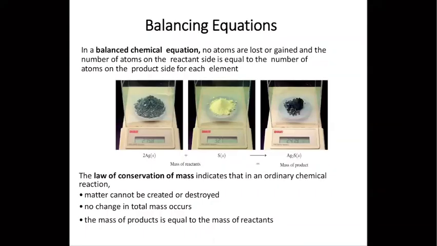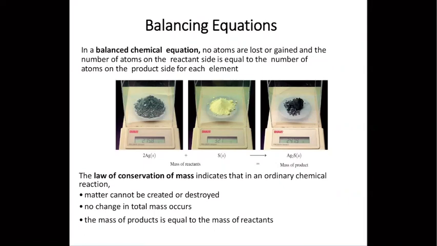Welcome back from break. Now we are going to move on to the next topic in chapter 7, which is balancing equations. In a balanced chemical equation, understand that no atoms are lost or gained, and the number of atoms on the reactant and the product side are going to be equal.